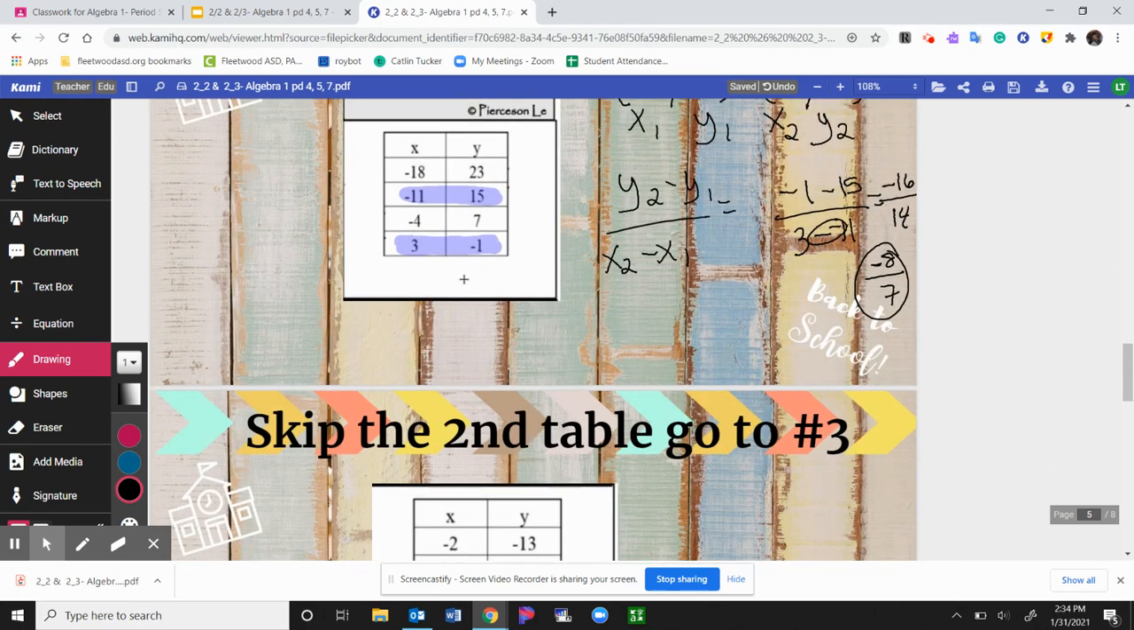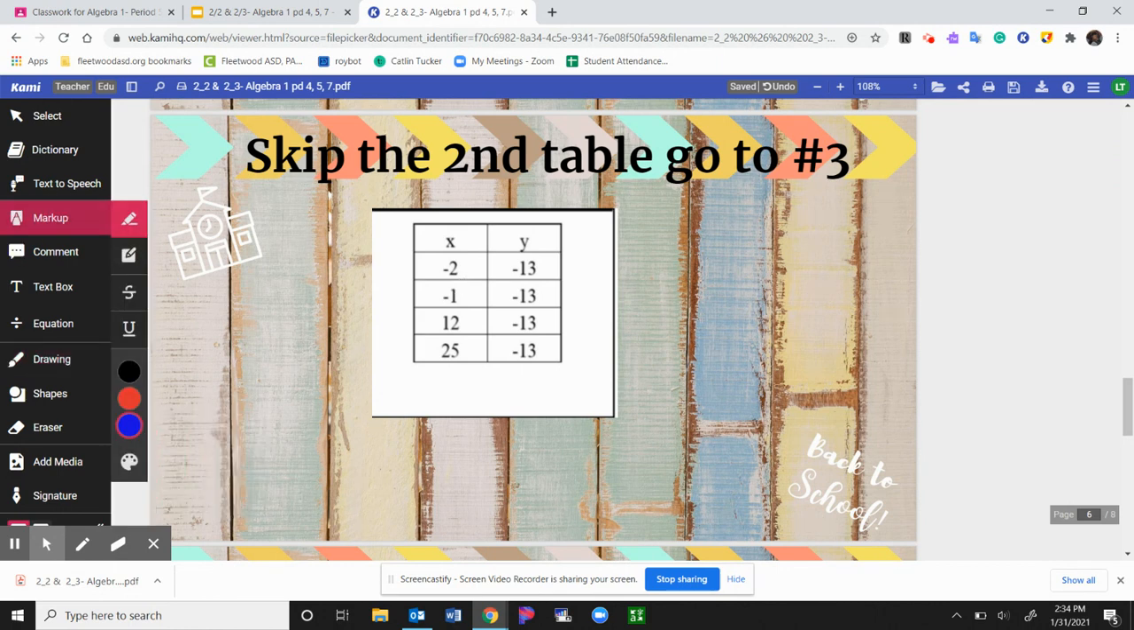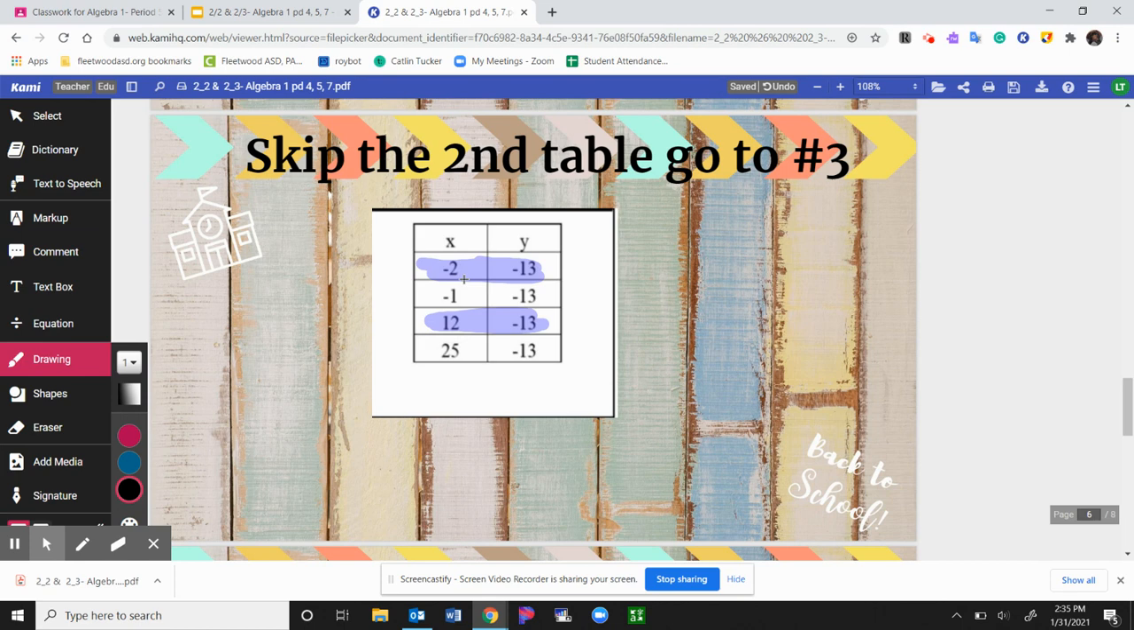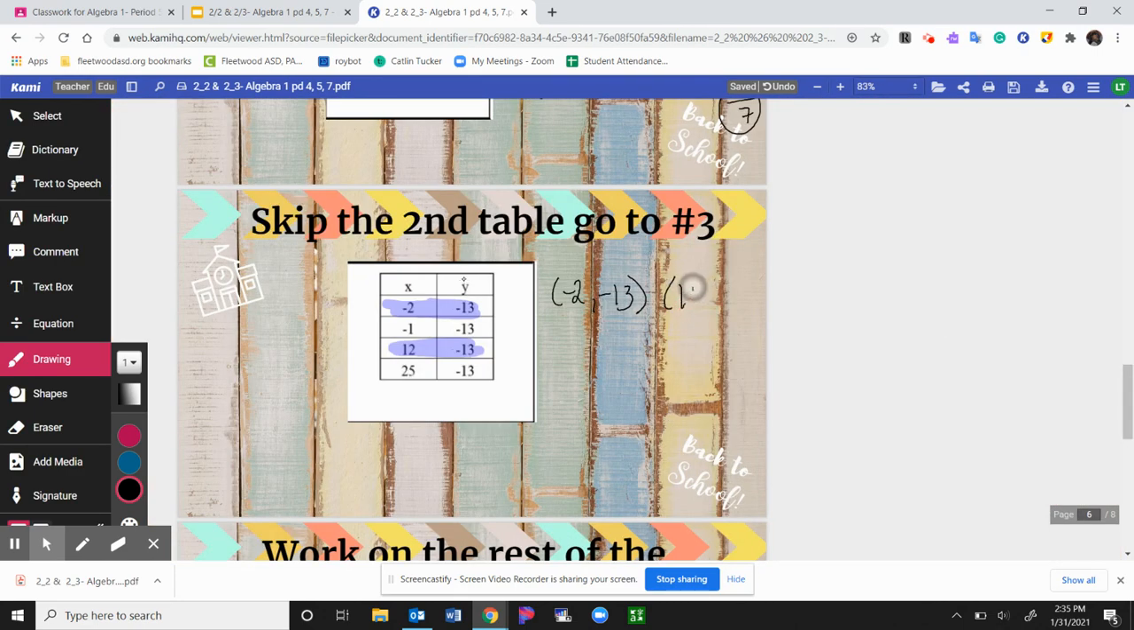Let's take a look at the next one. Same thing. With this one, again, we can pick any 2 points. This time I'm going to pick this one here, and that one there. Again, you can pick any of them. The big thing is writing your points over on the side again. So negative 2, comma negative 13, and 12, comma negative 13. And now labeling them x1, y1, x2, and y2, and writing our formula, y2 minus y1 over x2 minus x1.